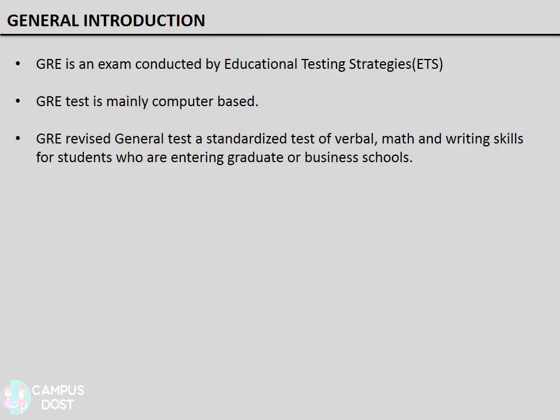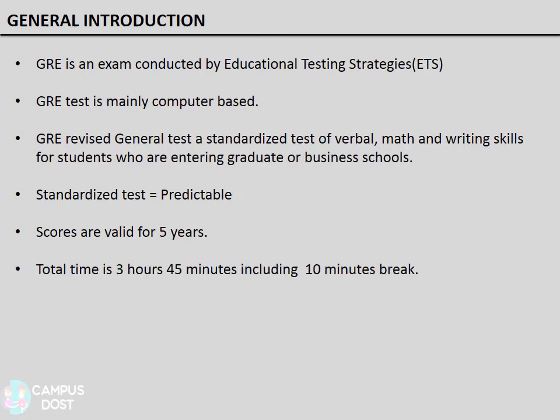The GRE revised general test is a standardized test of verbal, math and writing skills for students who are entering graduate or business schools. GRE is a standardized test, that is, the test pattern is the same as the previous year's pattern. Validity of the GRE score is for 5 years. GRE is about 3 hours and 45 minutes long, including a 10-minute break. That is, approximately the time of the test will be 4 hours.